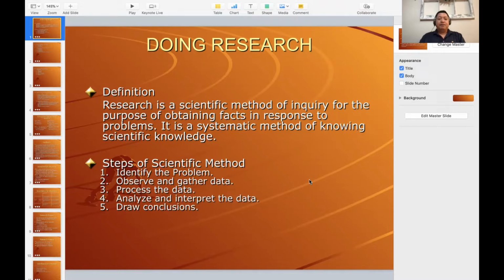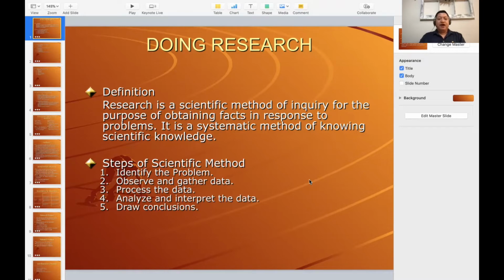Number three, process the data. So, after you collect the data, you must compute the data using statistical tools, if possible, in order to measure the variables that you want to investigate in your research. Further, I will tell you what are the research variables.